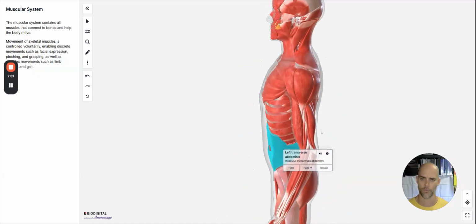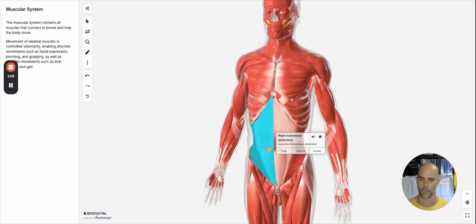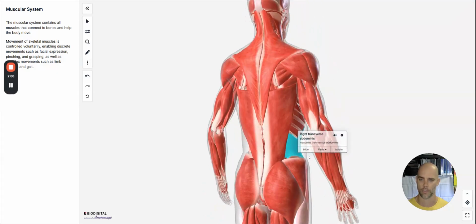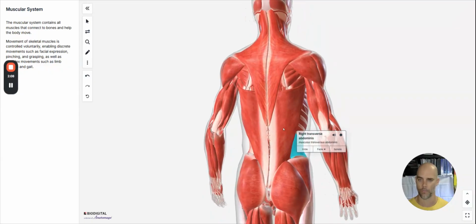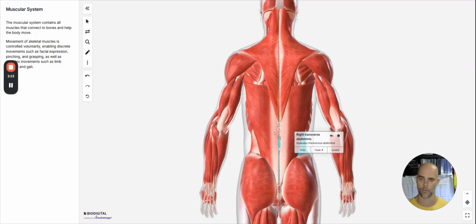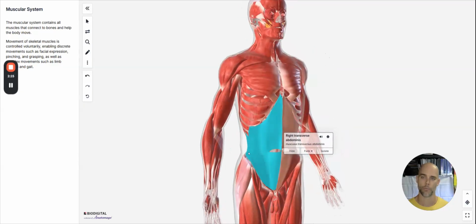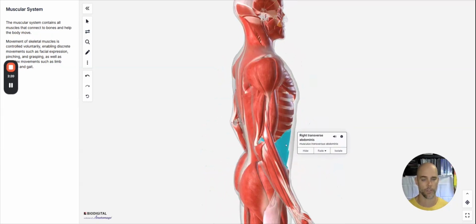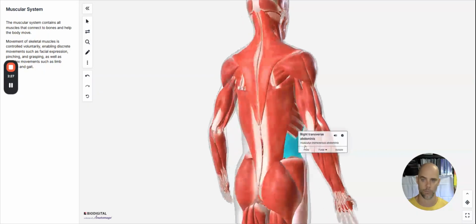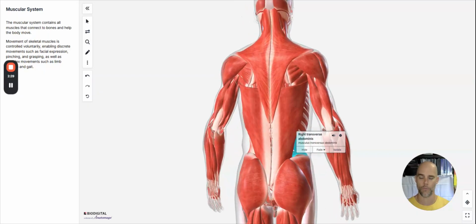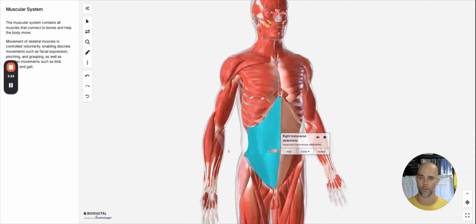The transverse abdominis, both sides, goes all the way around to the back, as you can see. All these muscles on top are prime movers, so we'll get rid of these as well. This deep abdominal muscle is one part of it. There are parts of the internal oblique that do link into this, but for now, think of the transverse abdominis like a corset, going all the way around.